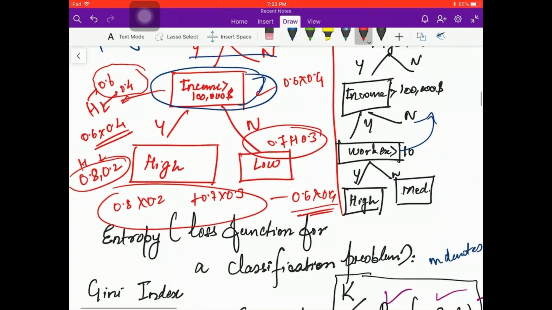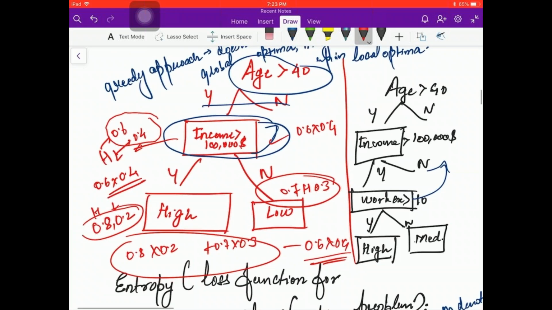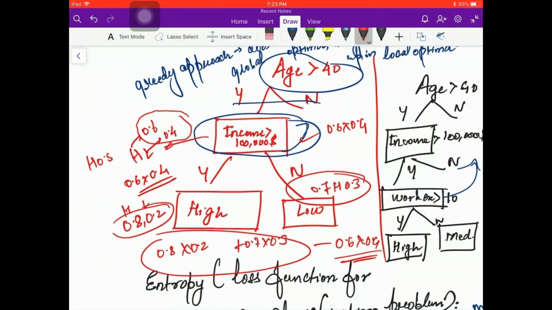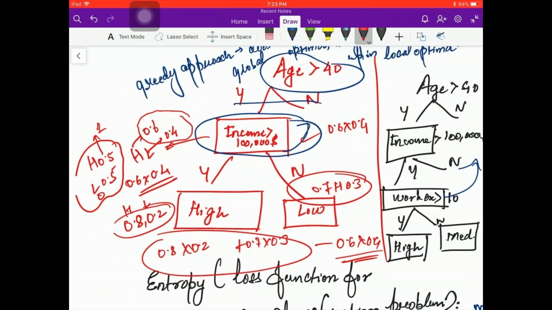So when will the entropy be maximum? When high is 0.5 and low is 0.5. At this point of time, your entropy will be maximum. As you go closer to 1, let's say this goes to 1, this will be 0. This entropy will become low. And as one of them approaches 1, the entropy becomes 0. So your objective is, as you go down the tree, your entropy should go on reducing.